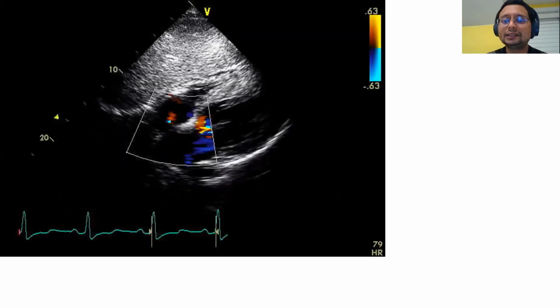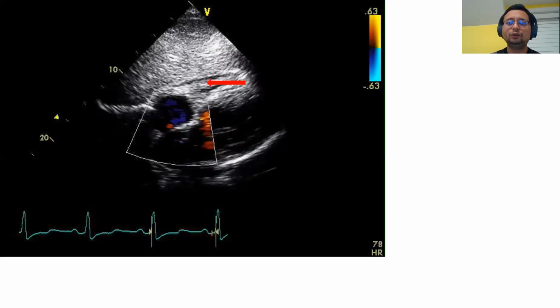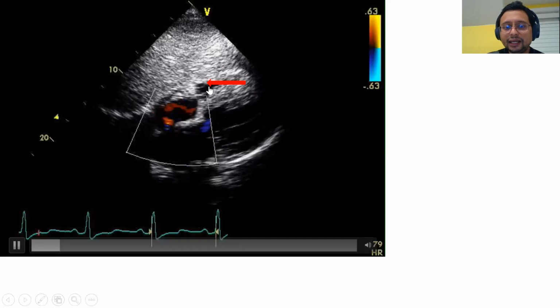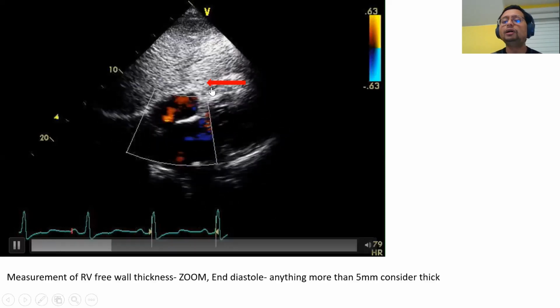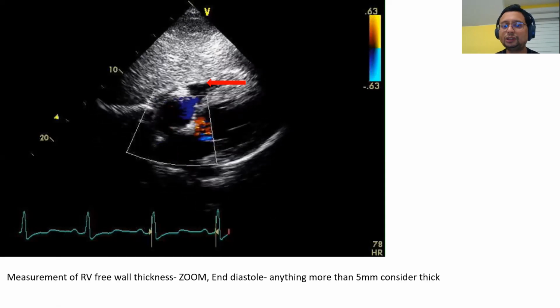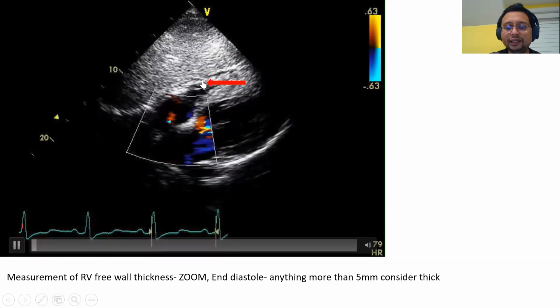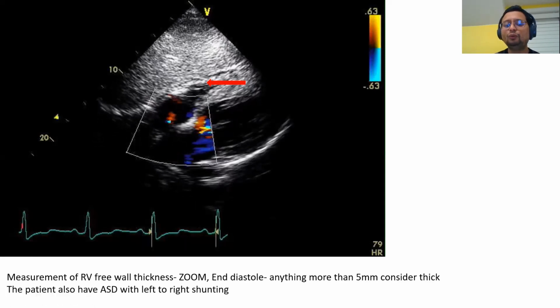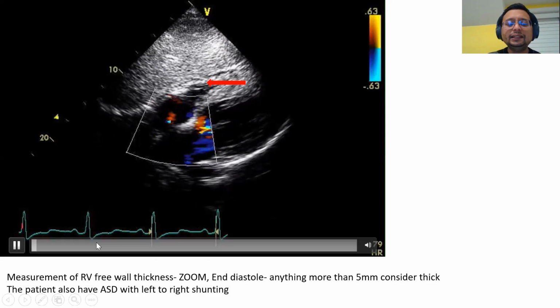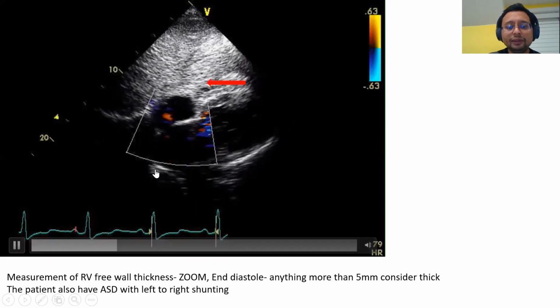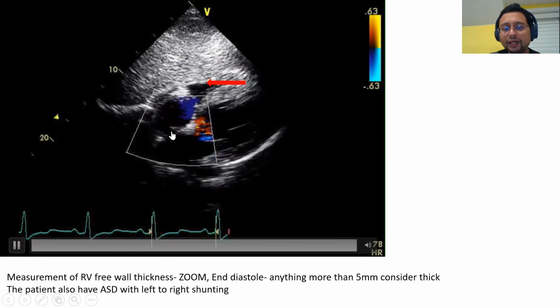Now, what is this? This is a subcostal four chamber view. Okay, what am I doing here? Try to guess yourself, think it in your mind. So let's say I zoom here and I see that is how we measure our right ventricular wall thickness. Remember always to zoom and we measure the right ventricular free wall here, how thick it is. Anything that is more than 5 millimeter is considered abnormal wall thickness. And incidentally, you can also see this flow here. This patient also has ASD with left to right shunting.